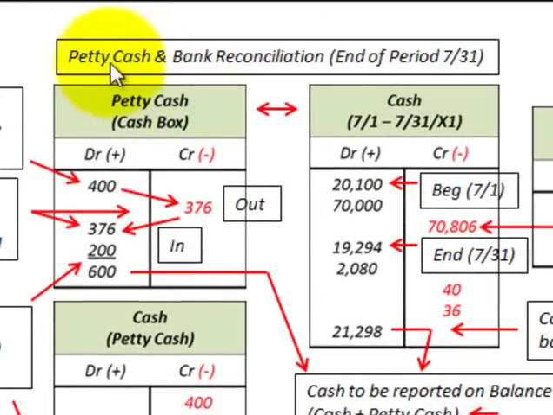What we're going to be looking at here is petty cash and a bank reconciliation. For the reconciliation, we're going to be looking at the end of the period, July 31st. What we're going to have to determine is what we would report on the balance sheet for the correct amount of cash, between our petty cash fund and the reconciled amount that we're going to come up with for our cash account based on this bank reconciliation.